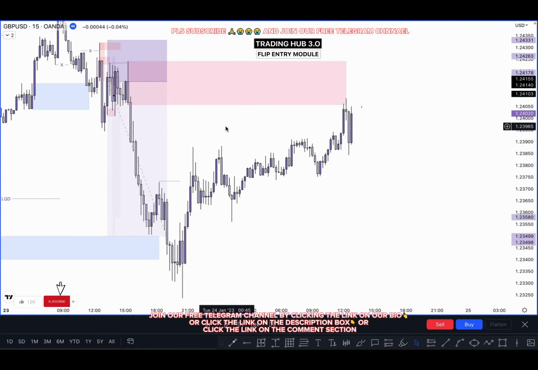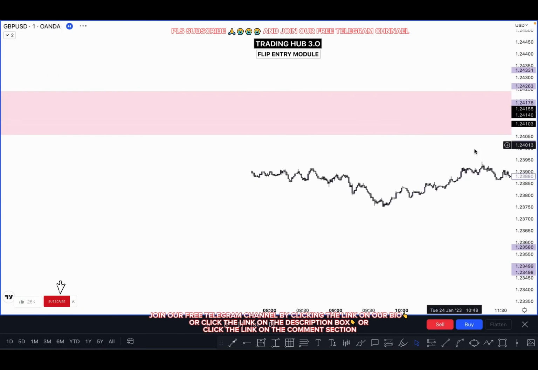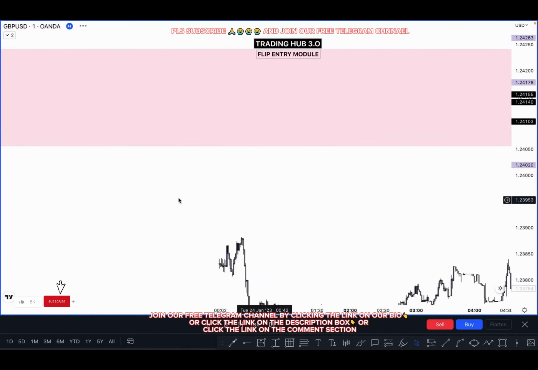You have to mark where is our filtered and unmitigated lower time frame order block. You have to refine in a 1-minute time frame where is our unmitigated order block, where is our unmitigated POI, when we can identify.